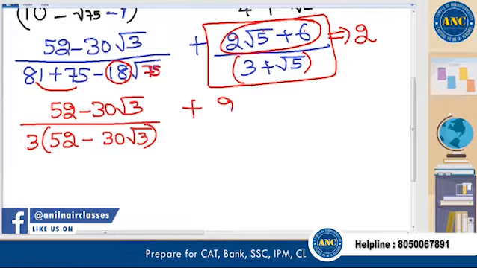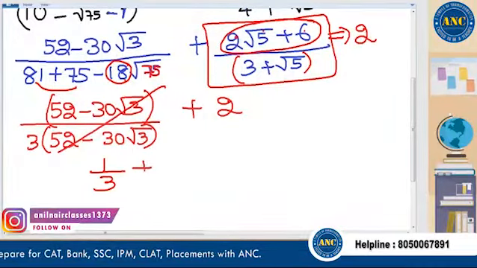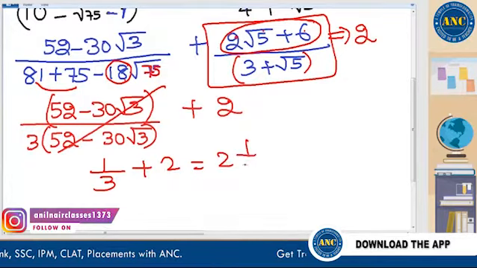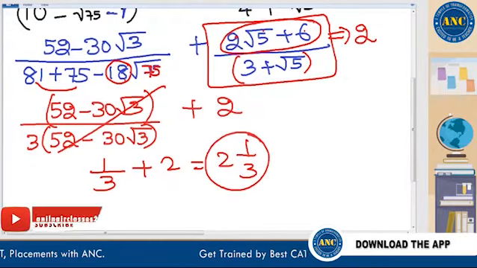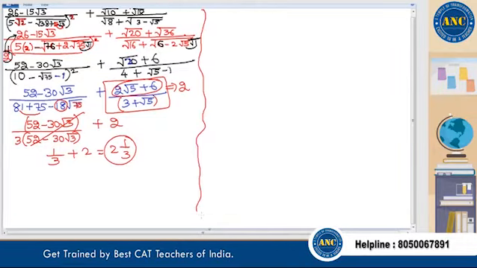The second term is 2. This entire thing will get cancelled. 1 by 3 plus 2. Answer is 2 1 by 3. Beautiful question, which involves so many of our previous calculations very, very handily.